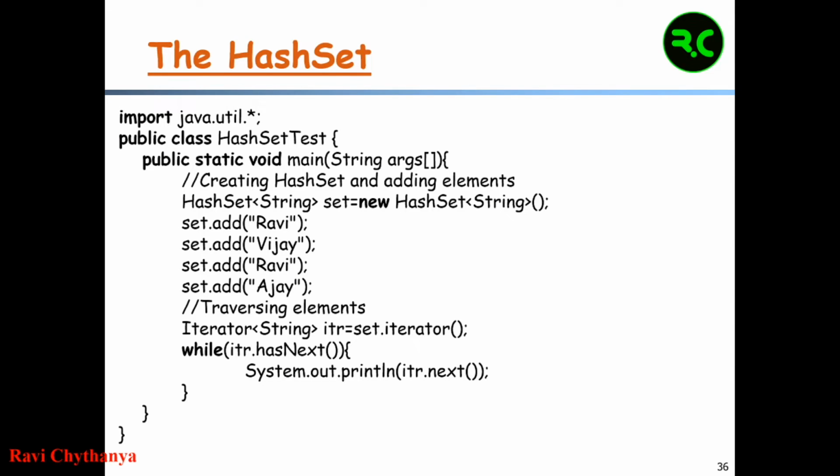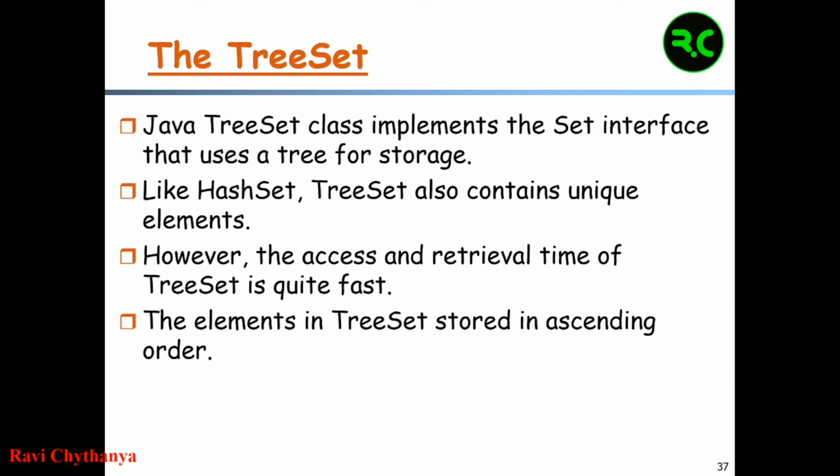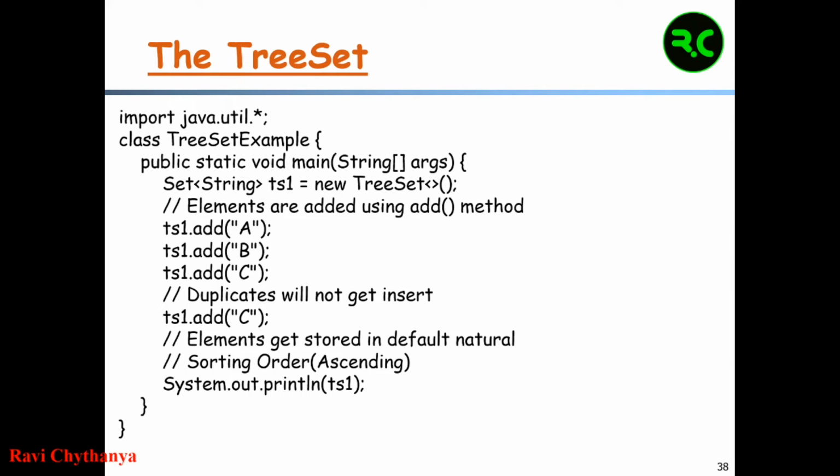And just like the hash set, I'm going to look at the tree set. The accessing and retrieval time of the tree set is fast, elements are unique, and they are stored in ascending order. It uses a tree, a binary tree, for storage. Let me go here.